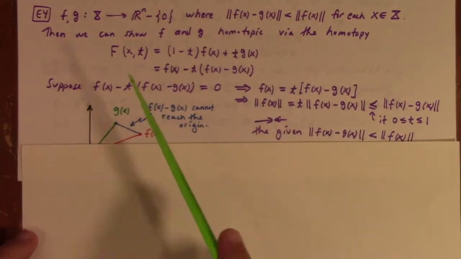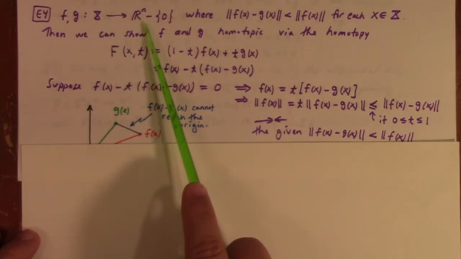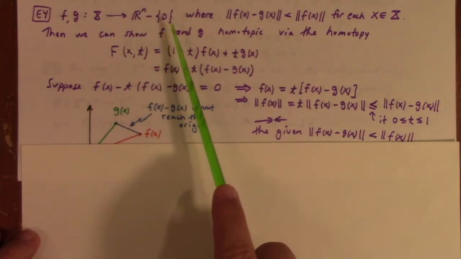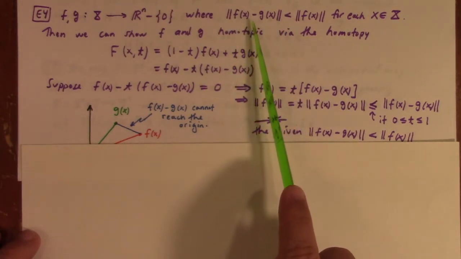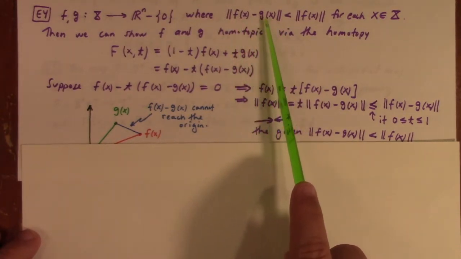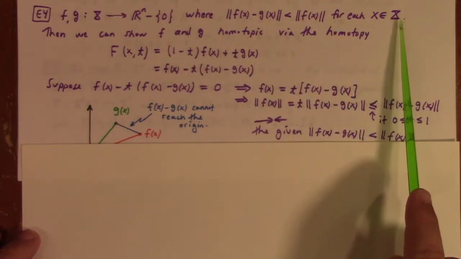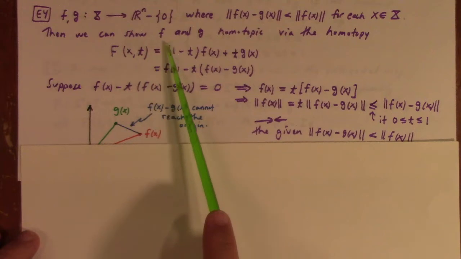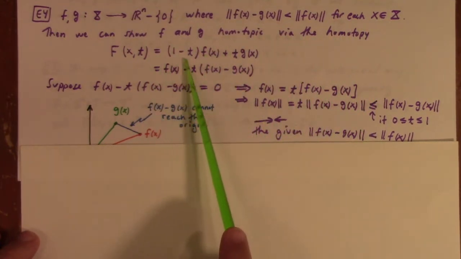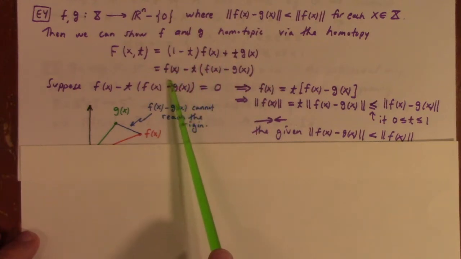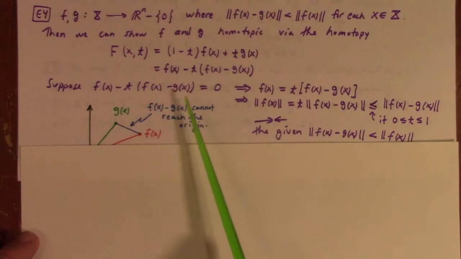If we have two maps f and g from a topological space X to the punctured n-space, such that they're subject to this condition here: the norm of f minus g is less than the norm of f for each x in the punctured space, then you can show f and g are homotopic by pretty much the same formula as the last example, which if you rewrite it is f of x minus t times f of x minus g of x.